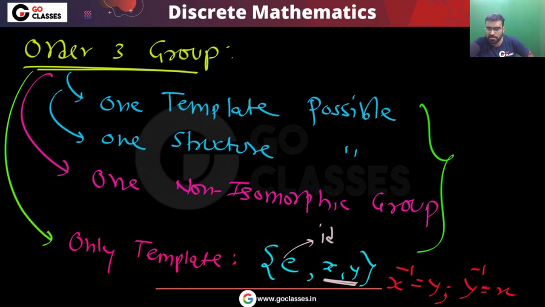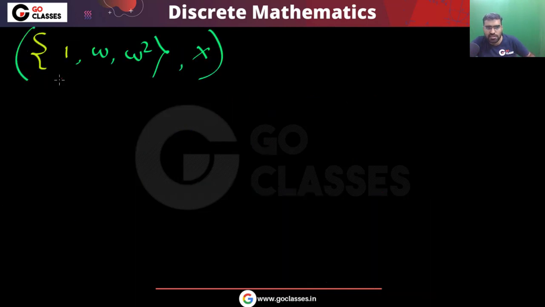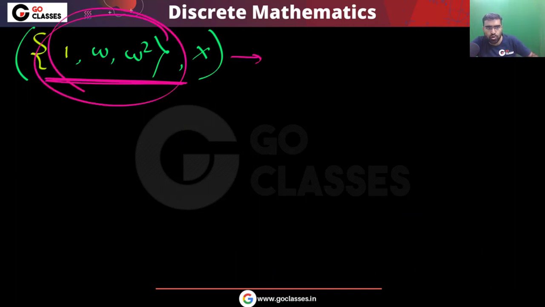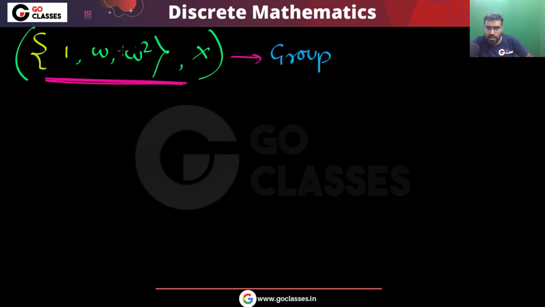This template is there. For example, consider this group. We have already seen this is a group because these are the cube roots of unity. I told you that nth roots of unity under multiplication will create a group. Actually, this is an abelian group. We have 1, omega, omega square. In the lectures, we have already seen what the cube roots of unity are.